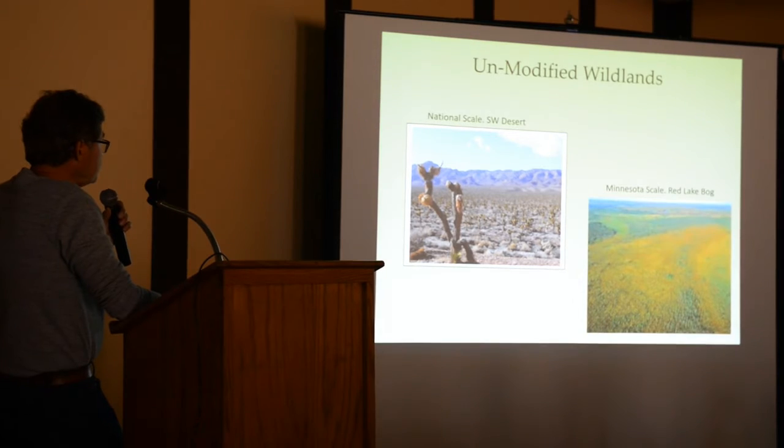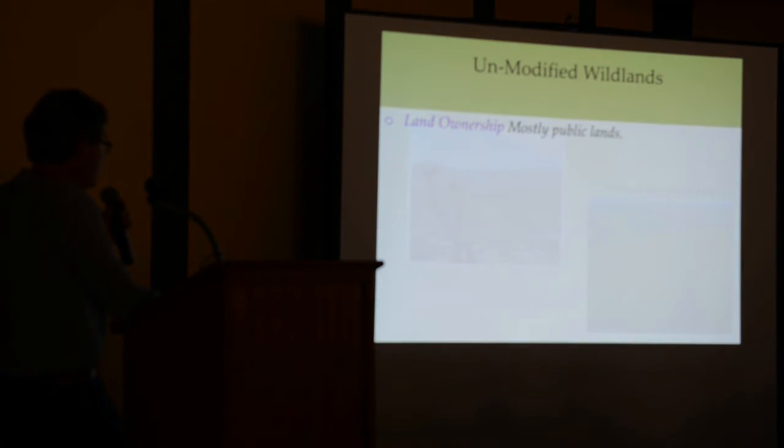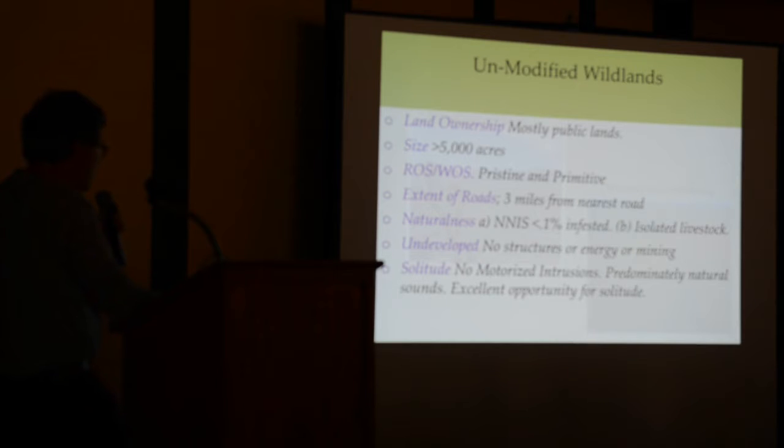What are they? They're primarily public lands. They're at least 5,000 acres in size. The ROS, the Recreation Wilderness Opportunity Spectrums, are pristine and primitive. They're at least 3 miles from the nearest road. Invasive species represent less than 0.1% of the area. There's isolated livestock grazing, no structures or energy or mining, no motorized intrusions, excellent opportunity for solitude.